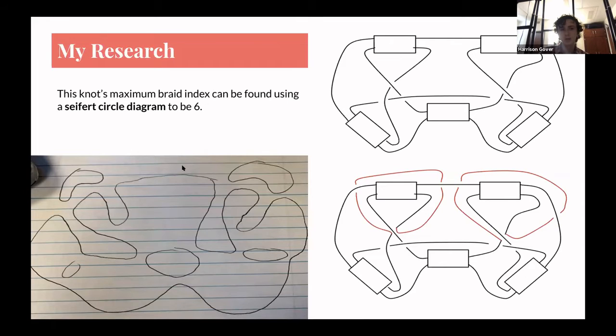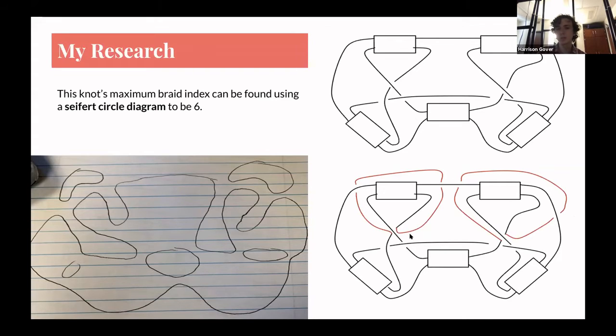This can have a maximum braid index that is found by a ciphered circle diagram. A ciphered circle diagram essentially takes what Calvin and Ben were talking about, the nullification of crossings, and it creates all these little circles. These circles don't intersect. They don't form a knot among themselves, but they're representative of the knot. So we can see this knot in the top right, and we can do a simple transformation of that knot. Using the red lines, you can see here that we just added it in. And it's the same knot.